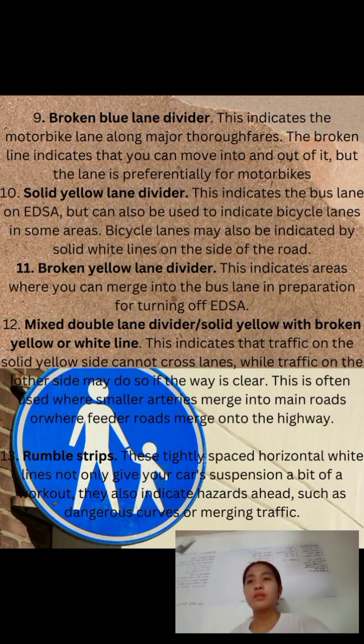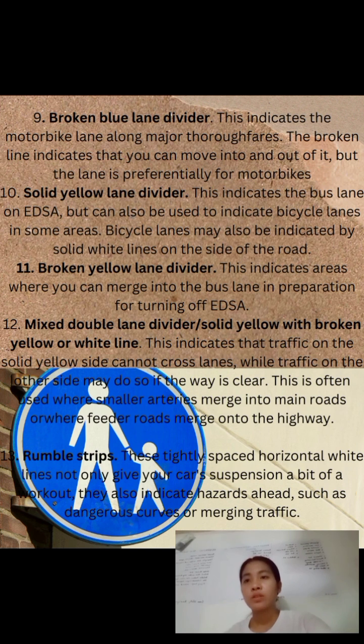Number 10, solid yellow lane divider. This indicates the bus lane on EDSA but can also be used to indicate vehicle lanes in some areas. Bicycle lanes may also be indicated by solid white lines on the side of the road. Number 11, broken yellow line divider. This indicates areas where you can merge into a bus lane in preparation for turning off EDSA.